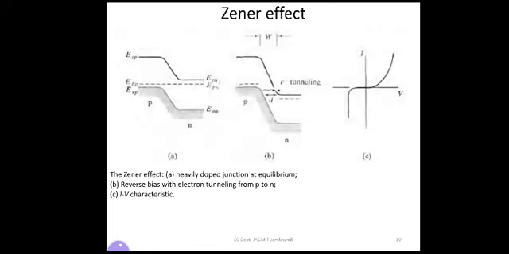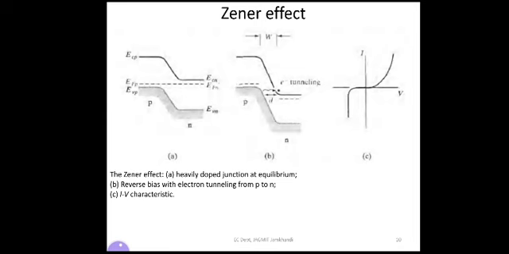The first one is the Zener effect or Zener breakdown. The figure shows the Zener effect. There are three figures here. The first one, figure A, shows a heavily doped junction at equilibrium. The second one shows reverse bias with tunneling from P to N. And the third one is the VI characteristics.